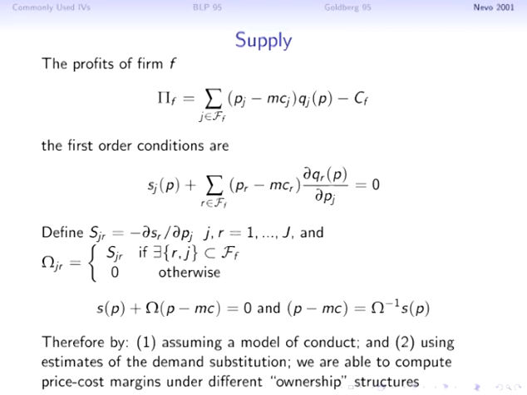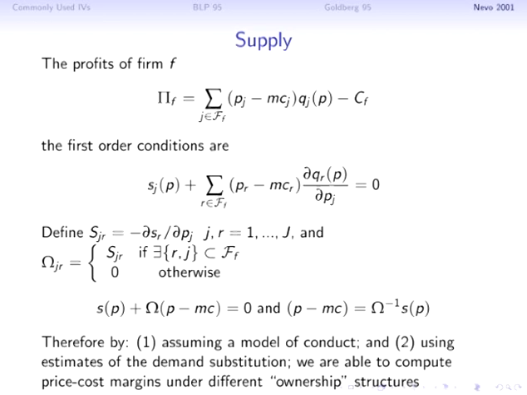Let me just, these are supply equations I've kind of hinted to before. Let me just go through it. So the profits of the firm are basically the variable profit minus the fixed costs, and these become the first order conditions. And what's very useful is to write these first order conditions in this matrix format, where each element of the matrix is either this cross price derivative, or the derivative of the demand function, or zero. And whether it's zero or not depends on the quote-unquote ownership structure.